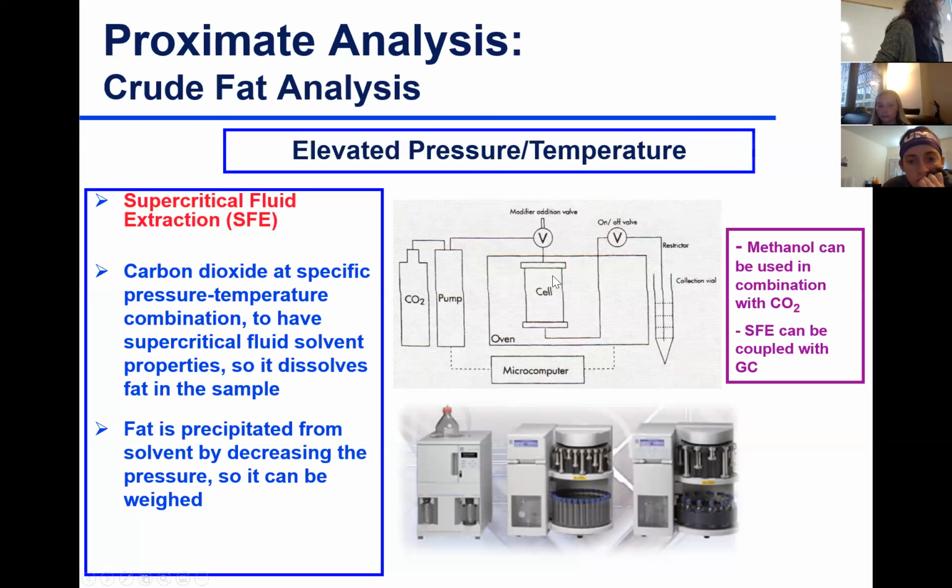So here you can leave the solvent along with the sample in the cell where the solvent solubilizes the fat. And after that, it gets moved. You open the valve here and the solvent moves along with the fat into the collection tube. And once it's collected in this tube, it goes back to atmospheric temperature and pressure. So the CO2 becomes gas again and evaporates, and what's left is your lipid component. Okay, so that is one, elevated pressure and temperature.